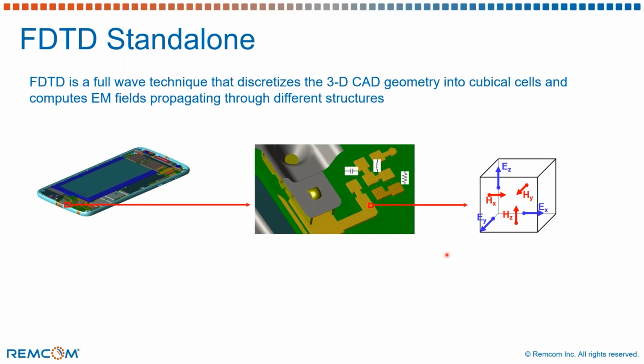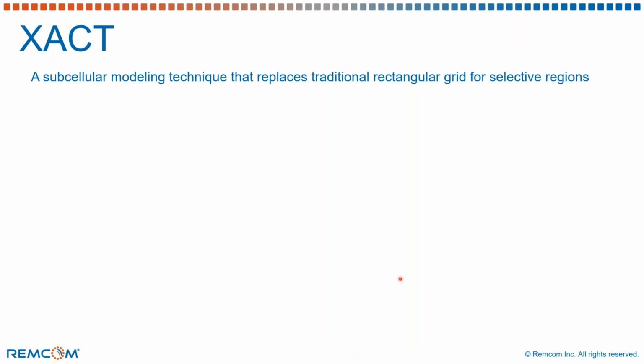To solve a transient phenomenon like ESD, time domain solvers like FDTD can be highly beneficial. And to that extent, XFdtd has some features in its arsenal to support this kind of application. The first feature is EXACT. This is a subcellular modeling technique that replaces the traditional rectangular grid of FDTD in selective regions.